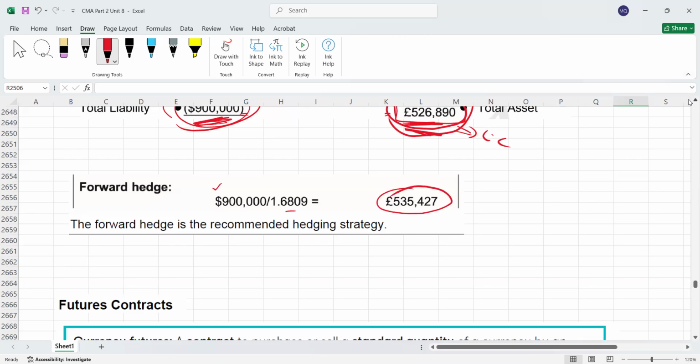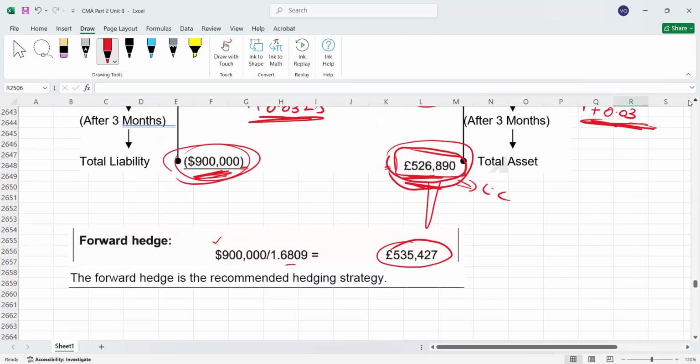And again, if you want to compare FRA or money market hedge, which is better? So this is the result of FRA in local currency. This is the result of the money market hedge. So now you will tell me which is better for you. Do you want to get 526,890 pounds by selling $900,000, or do you want to get 535,427? Obviously you will choose this, right? Because you want to get more pounds by selling $900,000. It means the forward hedge is the recommended hedging strategy as per this data, right? I hope it is clear, guys. If you have any question, you can ask me.